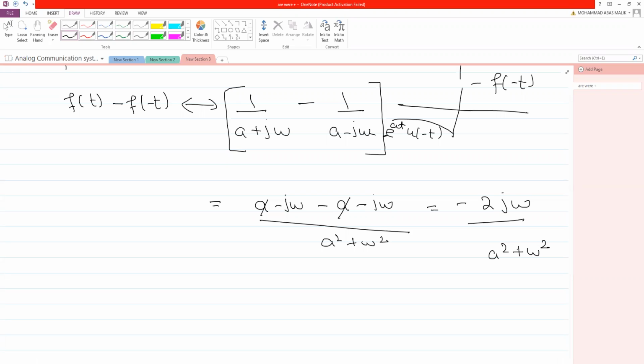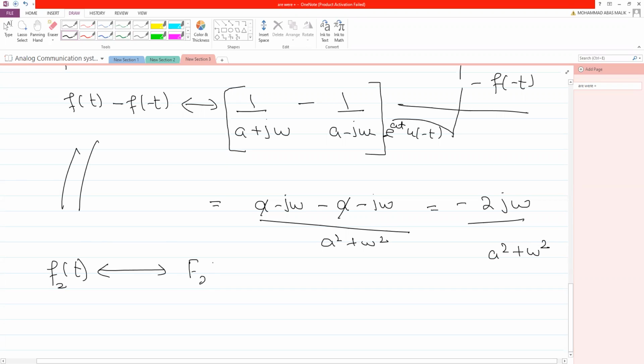So this is the value for f of t and f of minus t. So ultimately, for f2 of t equal to f of t minus f of minus t, its Fourier transform will be F2 of omega, and that is equal to minus 2j omega divided by a square plus omega square.